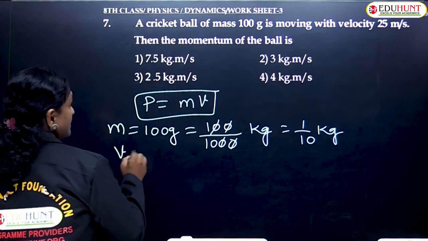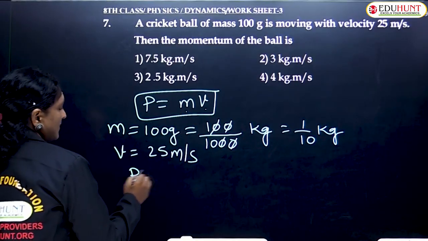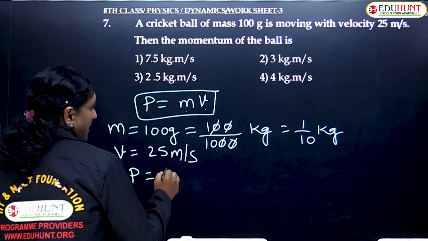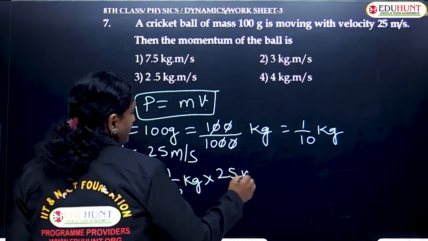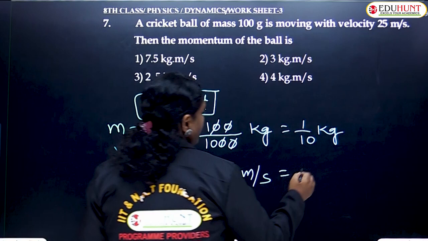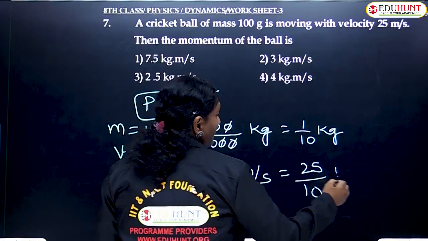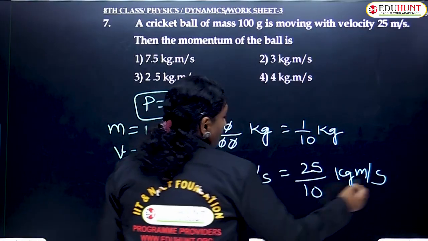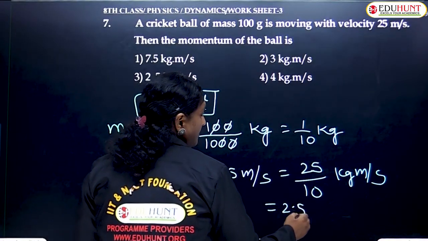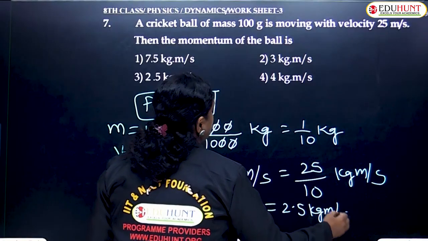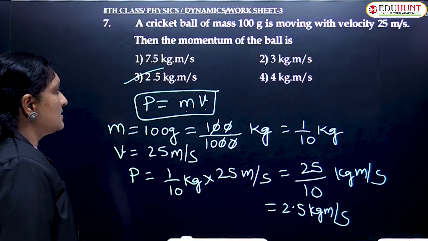And how much is the velocity given, children? 25 meter per second. So M is known, V is known. You are asked to find out momentum. Momentum is nothing but mass, how much? 1 by 10 kg into velocity, how much? 25 meter per second. So this is nothing but 25 into 1 is 25, and in the denominator you have 10 kg meter per second. So what is 25 by 10, children? The decimal goes here. This will be 2.5 kg meter per second. So the answer will be the third option, 2.5 kg meter per second.